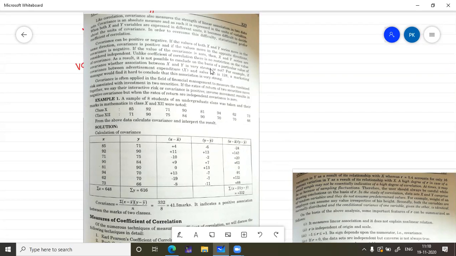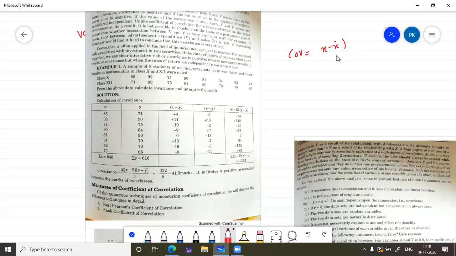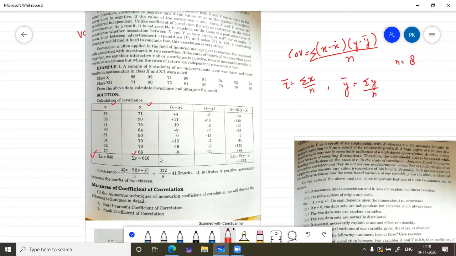So you know that covariance is equal to, what did I just tell you? How can we evaluate covariance? Covariance between two data sets is equal to the summation of (x minus x bar)(y minus y bar) divided by n. The value of n is here, and x is given, y is given. In order to evaluate the covariance, you need the summation of x minus x bar times y minus y bar. So first find the mean of the data set of x: x bar equals summation of x by n, and y bar equals summation of y by n. So we have evaluated the sum of x and y.